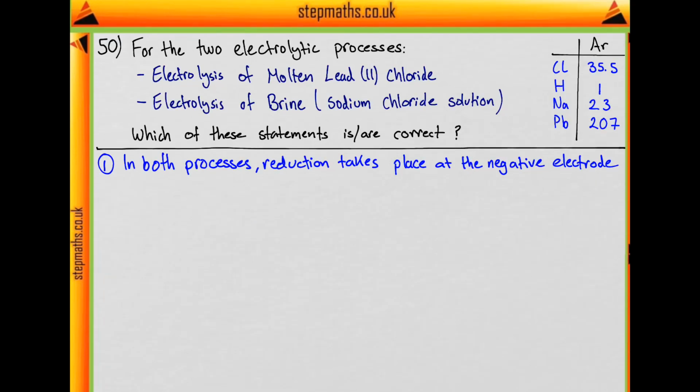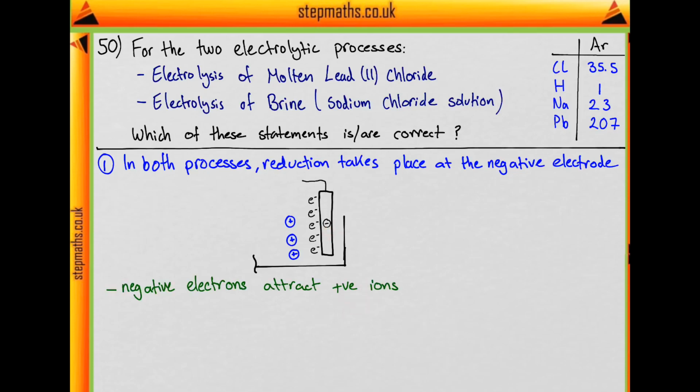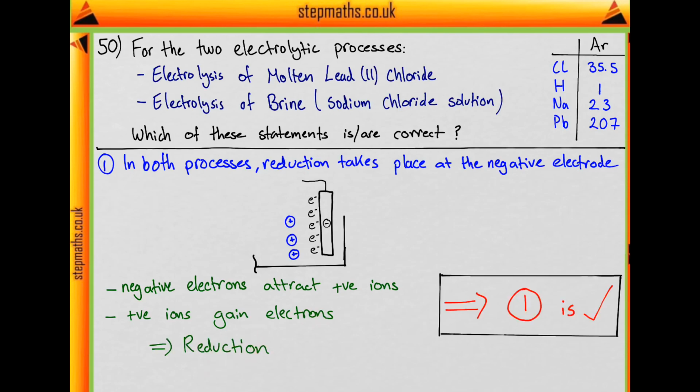Statement 1. In both processes, reduction takes place at the negative electrode. At our negative electrode, we have electrons, and since it's negatively charged, it will attract the positive ions. The positive ions will gain electrons, and the process of gaining electrons is reduction. So this statement is correct.